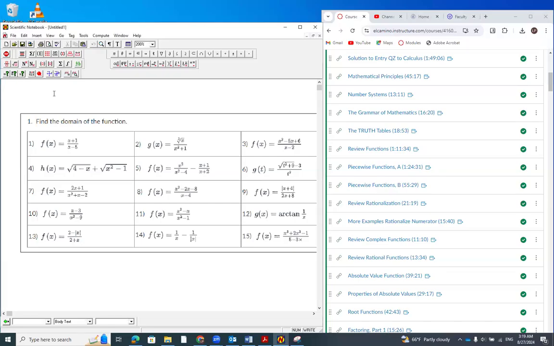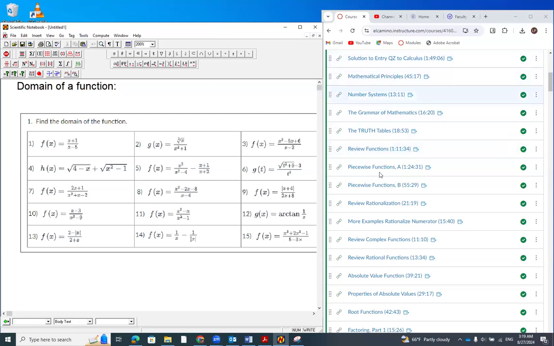Hello, everyone. In this lesson, I wish to go over some questions from homework on how to decide the domain of a function. We're going to be using this quite a lot. So let's take a look.